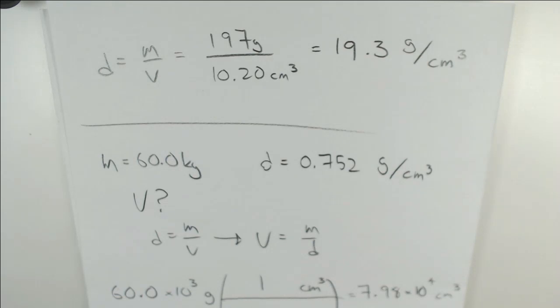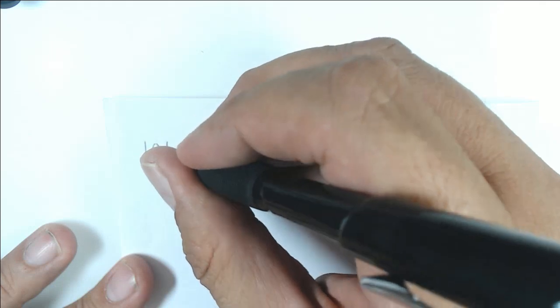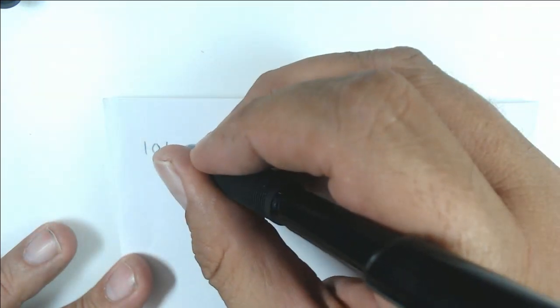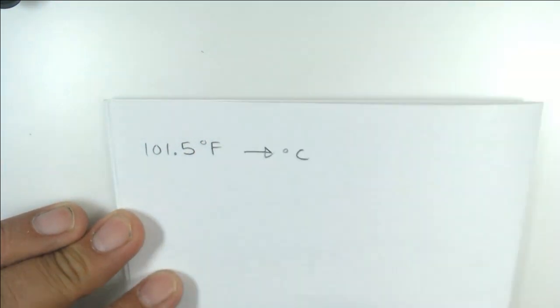All right, and once again, that value was 101.5 degree F. And just for the sake that we're getting practice, I want to go ahead and convert this all the way to Kelvin. But before we can do that, we have to go to degree C first.